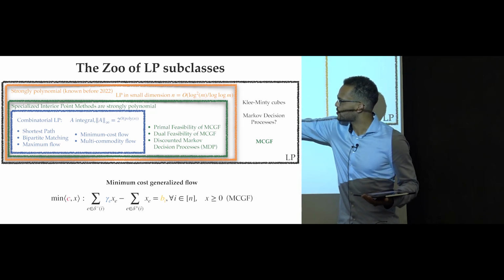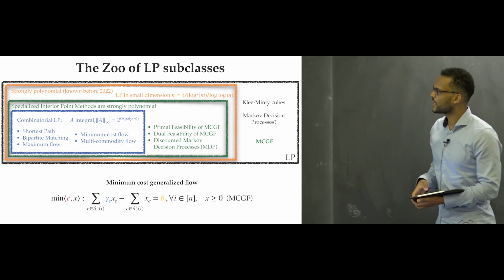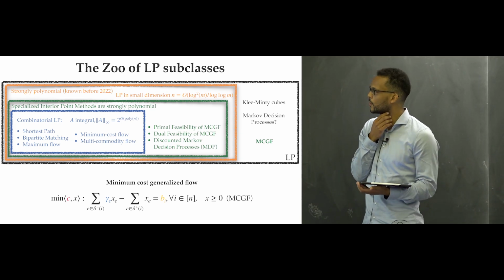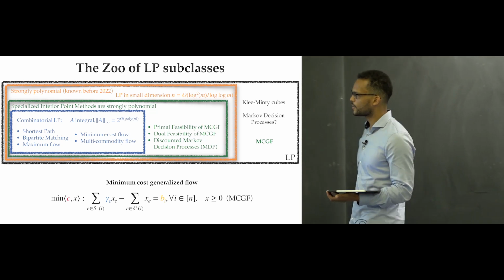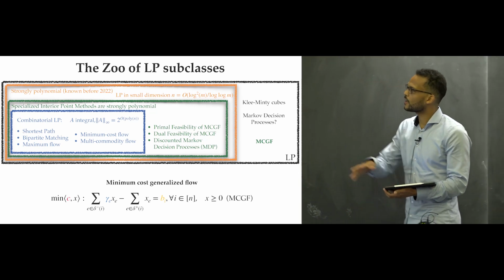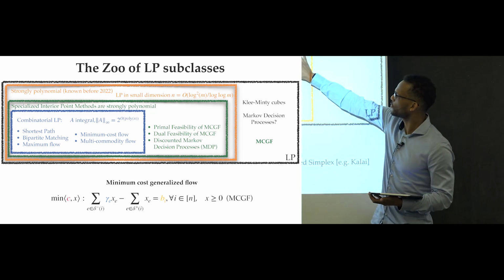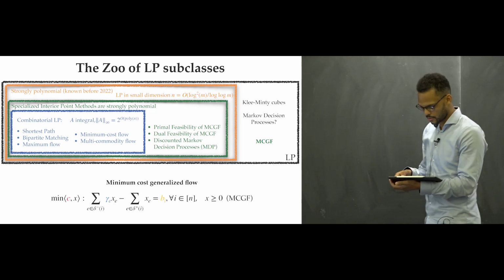Multi-commodity flow here means the fractional multi-commodity flow problem. And then we had, as shown before, primal feasibility of min-cost generalized flow. We had dual feasibility, and discounted Markov decision processes, which was shown by Yinyu Ye. And then there are a few different problems which are special cases, and I don't really want to talk about them. If you have small dimension, you can solve LP in strongly polynomial time.